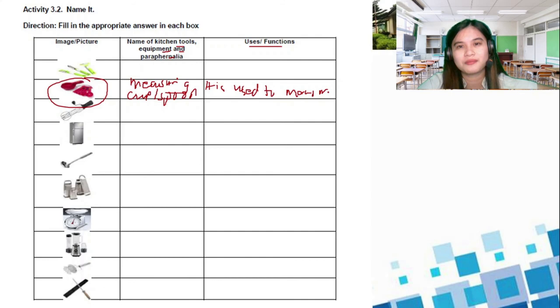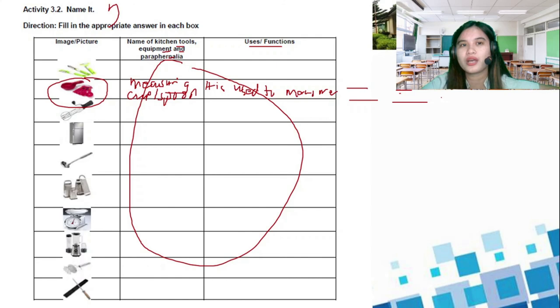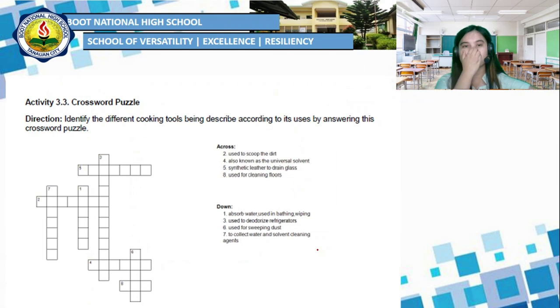Measure liquid and dry ingredients. That's all. You'll just need to answer this. Okay, class, remember, activity 3.2 has 20 points. Okay, 10 points for this and 10 points for its uses. Okay, clear? Okay, now let's have here your crossword puzzle.